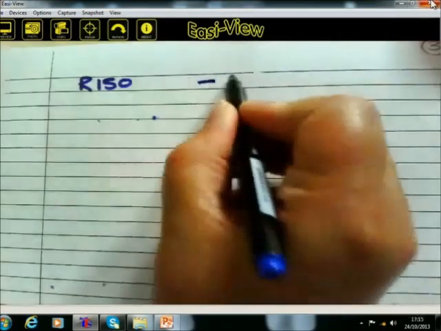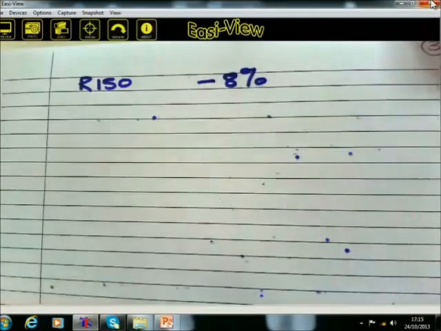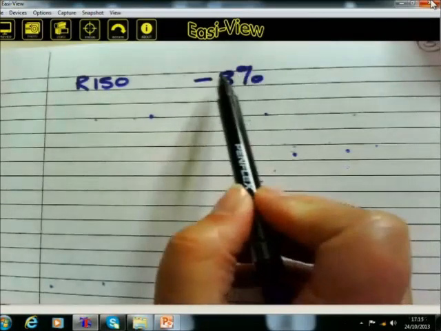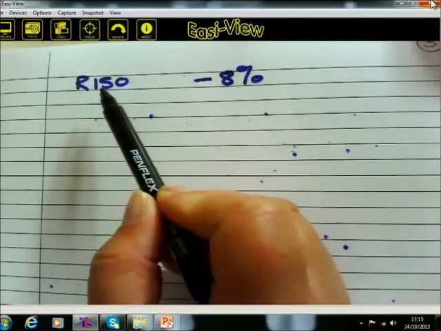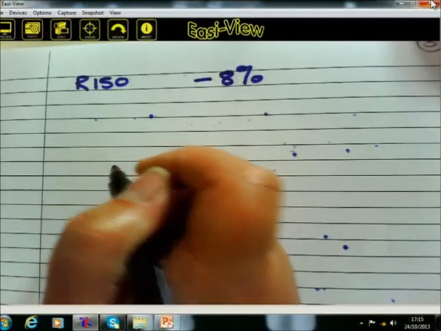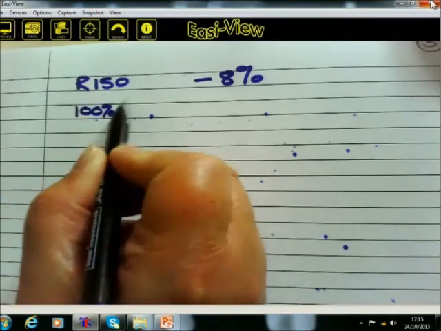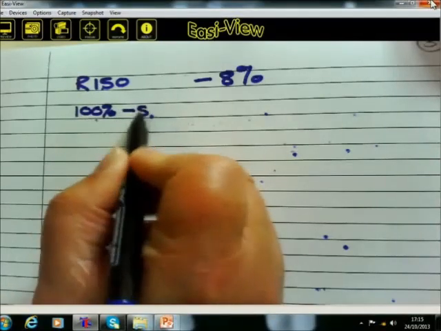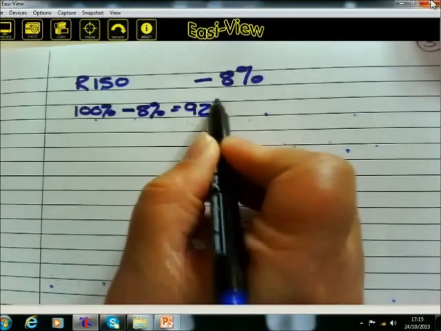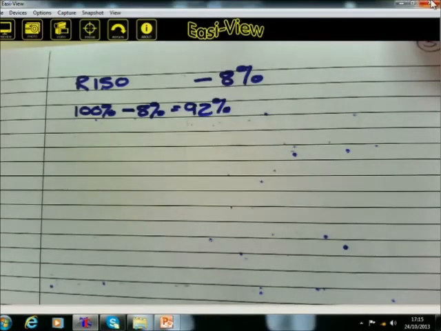Let us start. The first one. The price of the basket was 150 Rand. Our inflation rate we saw was now minus 8%. So immediately the minus shows me that that price must decrease. So how do I calculate it? There are two ways again. I can already say it's the 100% the original price was minus the 8%, which gives you, it is now only 92% of the value.